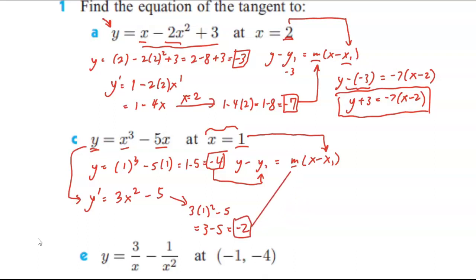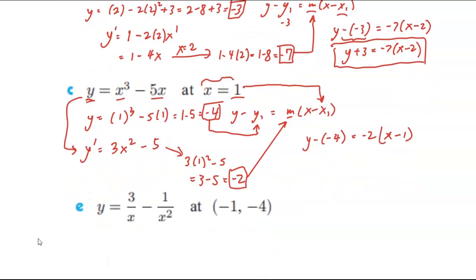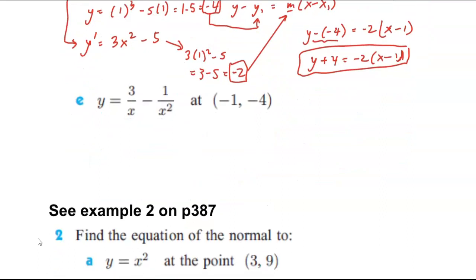Okay, so let me fill everything in. y minus negative 4. It's a good habit to put things in parentheses when you substitute them in. It keeps you from algebra mistakes. So let's combine this into a positive. So y plus 4 equals negative 2 times x minus 1. Okay? All right. Next one.